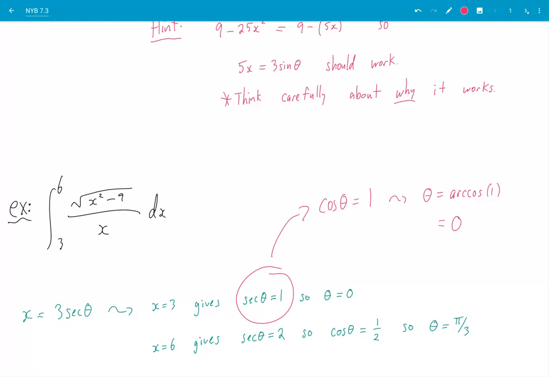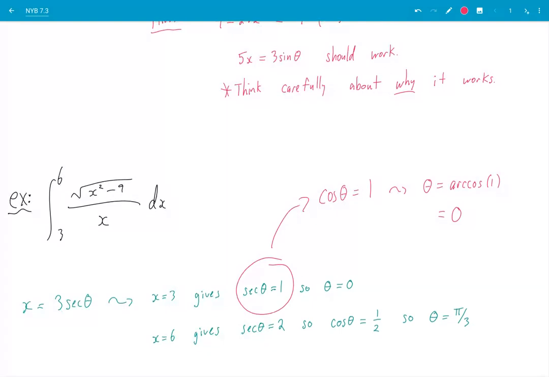So you'll remember that the range of our inverse cosine is 0 to pi. So you would not get, say, 2 pi here. You've got to get 0. Okay, similarly, if you plug in 6, you get secant theta is 2, cosine is a half, and again you get theta is pi over 3.